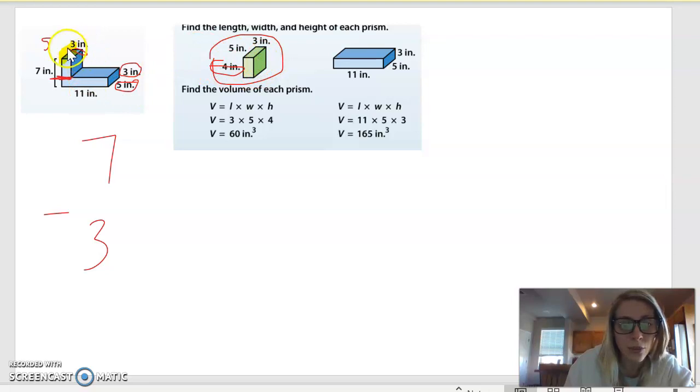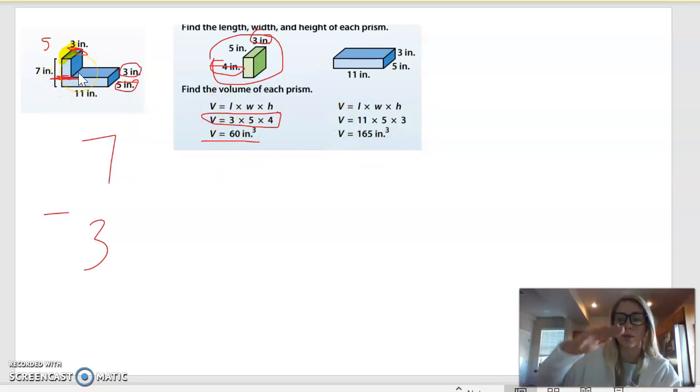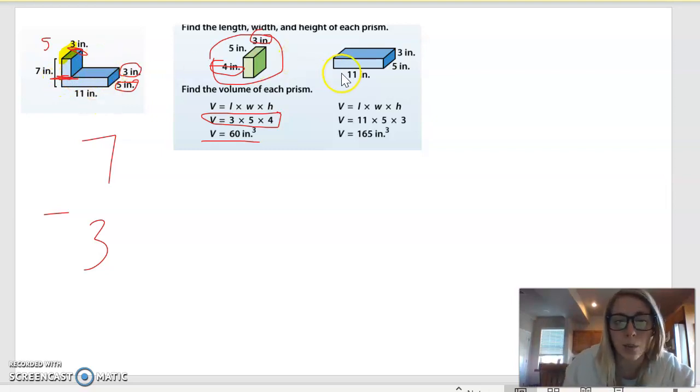And then the 3 inches on this side, that remains the same. So now they're ready for length times width times height, which is 3 times 5 times 4, giving them a total of 60. Now they just did the second one. So they broke it off right here. So the rectangular prism is like a flat box now for the second one. So they have 11 times 5 times 3, okay, because that's length times width times height. We didn't have to figure any out for that.